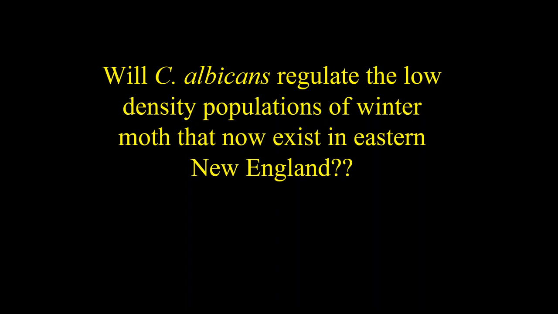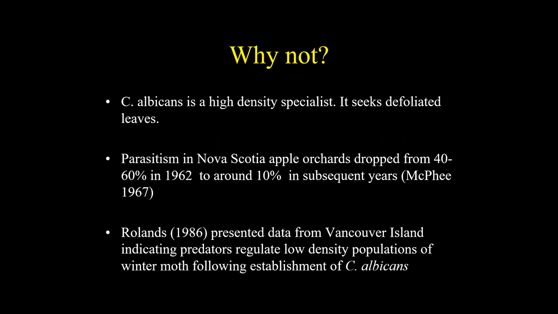And this is unlike the other projects I work on with hemlock woolly adelgid and emerald ash borer, which are national programs. This was done by my lab alone, so I feel very good about what we achieved. And so the last thing I want to ask was, now we've reduced the densities seemingly on a permanent basis, will Cyzenis regulate the low density population of winter moth that now exists in eastern Massachusetts? The answer is probably not, for the following reason. Cyzenis albicans is a high density specialist, as I said before. It seeks defoliated leaves and it becomes less effective when the densities are down.